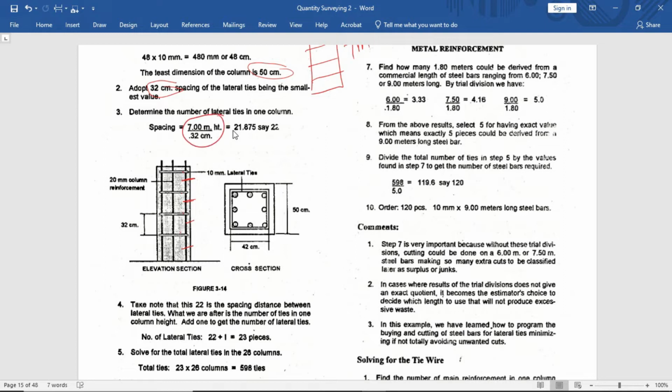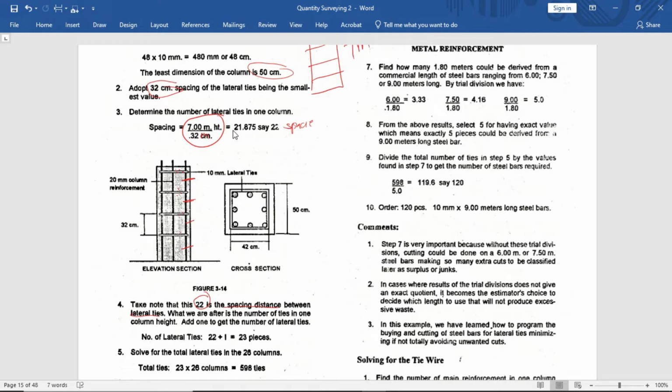So, 7 meters divided by 0.32 meters is equal to 21.87. Say 22 spaces between lateral ties. So, take note that this 22 is the spacing distance between lateral ties. Ito yan, between lateral ties. So, ito, 1, 2, 3, 4, so on, so forth, hanggang umabot ng 22.